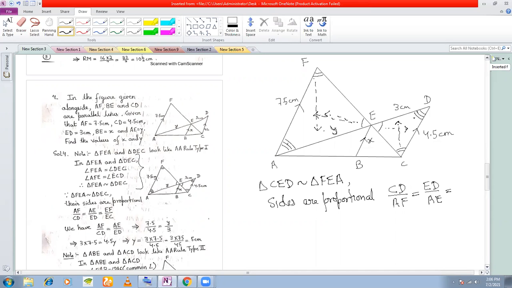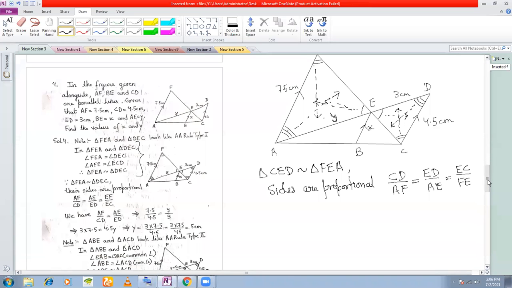Again, in the smaller triangle, opposite to this side is EC. And the bigger triangle opposite to this equal angle is the side FE. Okay, so once I've managed to write the proportional sides, now I'll identify which one to find. We have to find Y. Y is nothing but AE is Y, right? This is what we have to find.